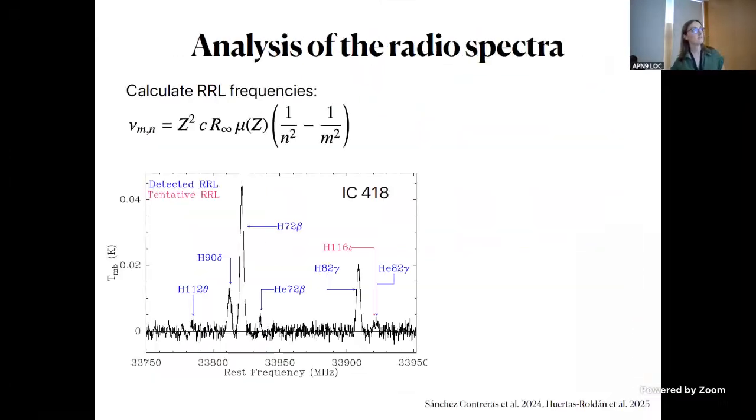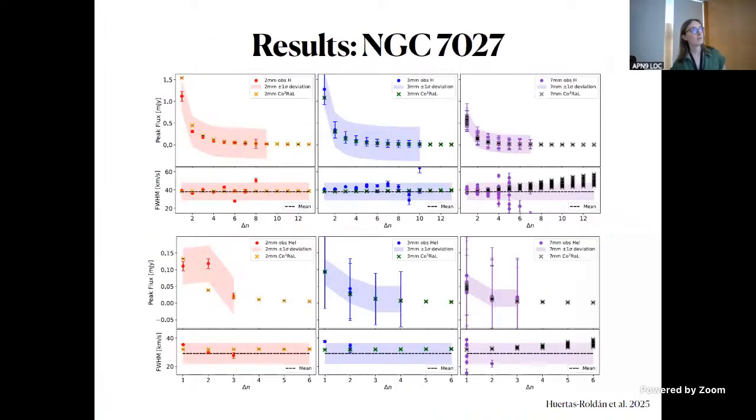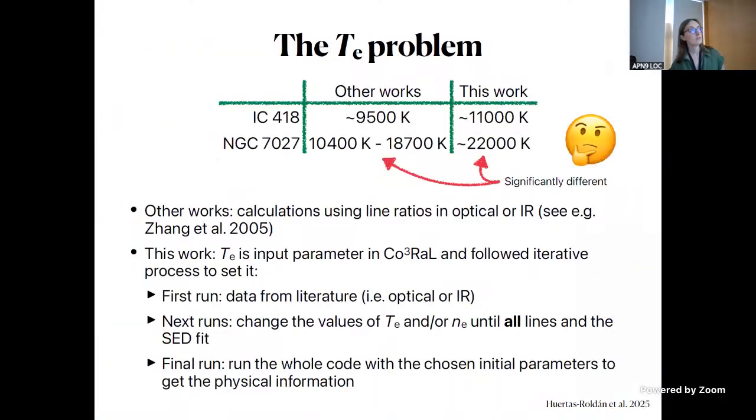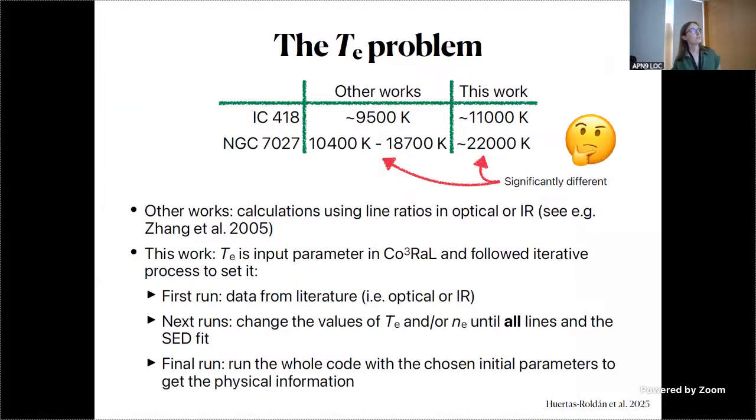I have an extra slide comparing both temperatures. Yeah, so this is what I found in the literature. There is some ambiguity depending on the lines you are using, obviously, but it's significantly different. So maybe we are tracing the inner core, which is hotter than the regions where these lines were observed, I guess.